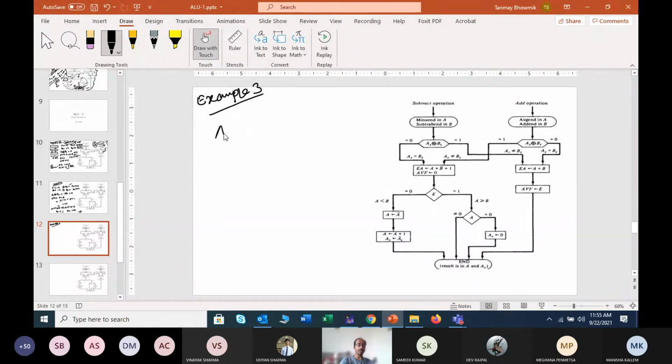Now think that your A is minus 9 and your B is plus 5. You can write, you are going to do addition, and this is what addition? It is 4-bit addition.